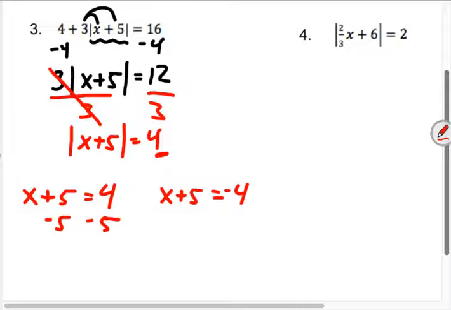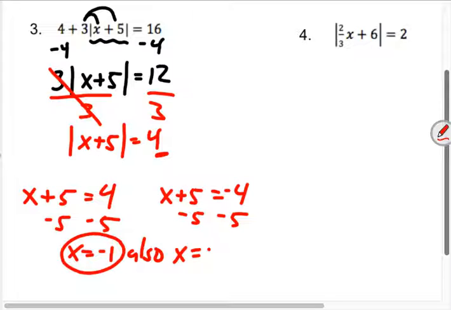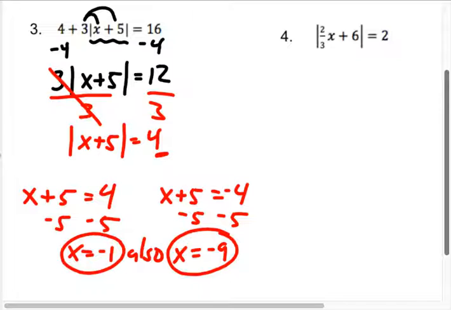Subtracting 5 from both sides, I'm going to get x equals negative 1. Also, subtracting 5 from both sides, I'm going to get x equals negative 9. Those are my 2 answers. Absolute value equations, 99.9% of the time have 2 answers. Okay, number 4 over here now.